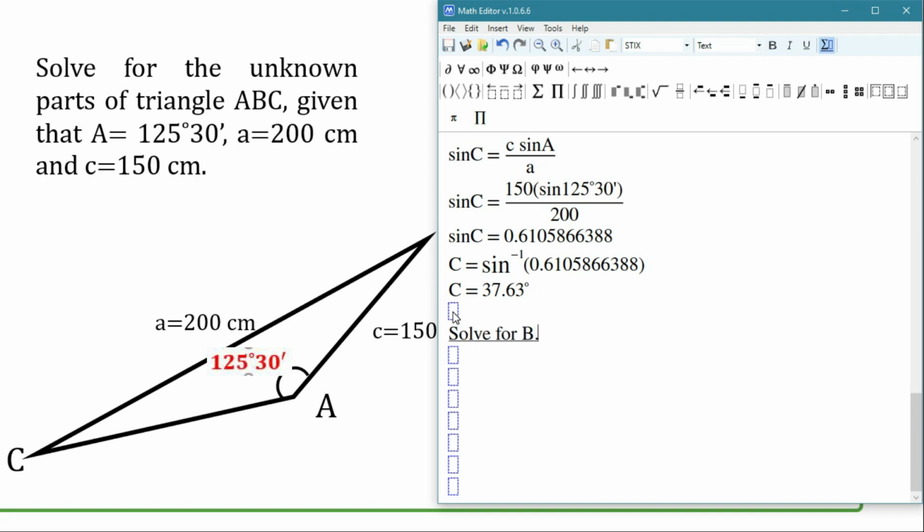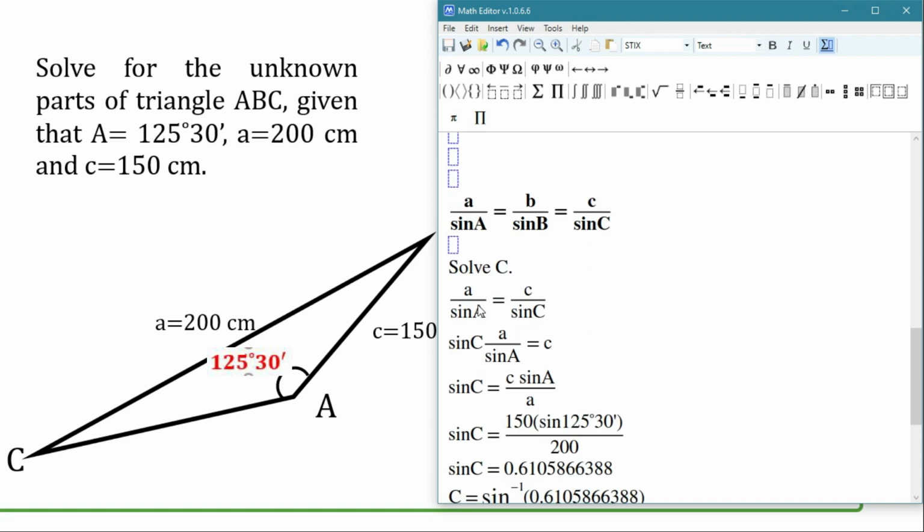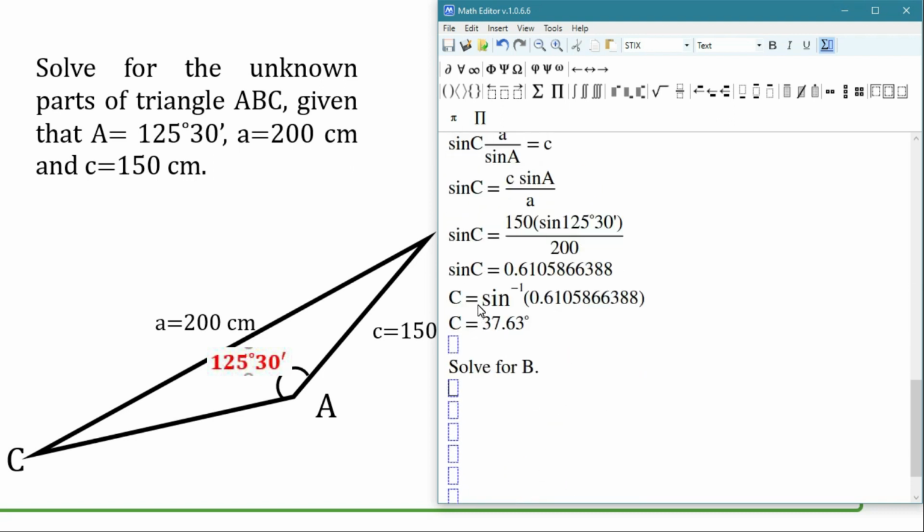And for us to solve for B, since given na tayo ng value ni C, ni A at saka ni B, ang gagawin natin is to what? To solve it using our relationship that the sum of the angles of a triangle, of any triangle, is 180 degrees. Since ang ating value ni A is 125 degrees and 30 minutes, that is actually equivalent to 125.5 degrees, kapag i-convert natin siya sa decimal degree. Plus, since si B ay unknown, we'll leave B as it is.